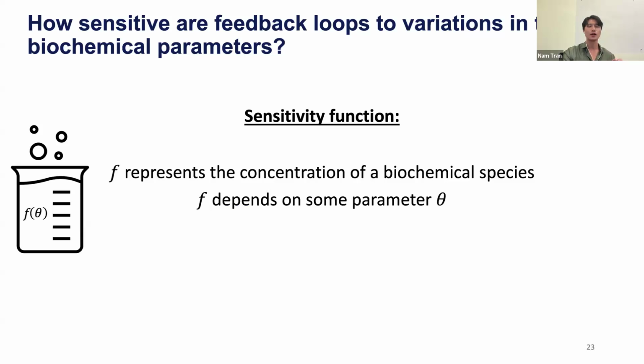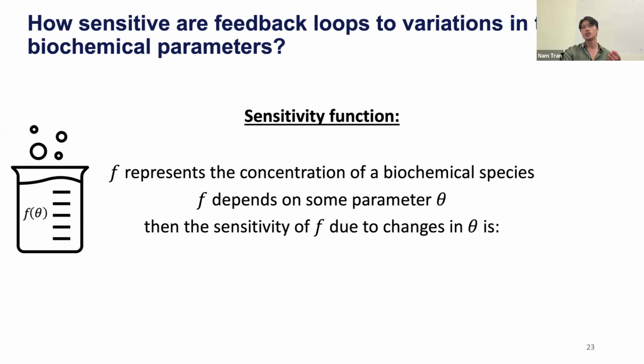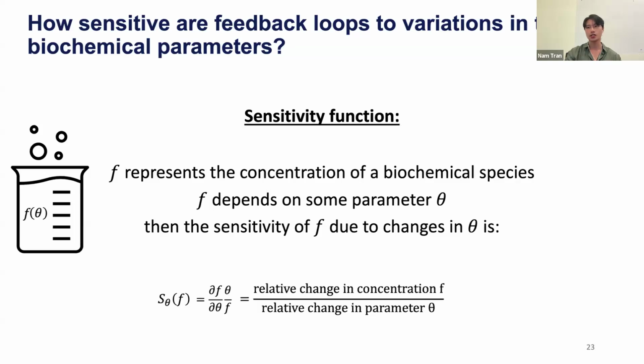Let's say how dilute the solution in the cell is, or how quickly it can bind, how strong the affinity is. So then the sensitivity of F due to these parameters, and I'll call it S for sensitivity, S_theta of F, equals the derivative of F with respect to theta times theta over F. So it's basically the rate of change normalized, which just means it's the relative change of the concentration in ratio to the relative change in the parameter that we're interested in.